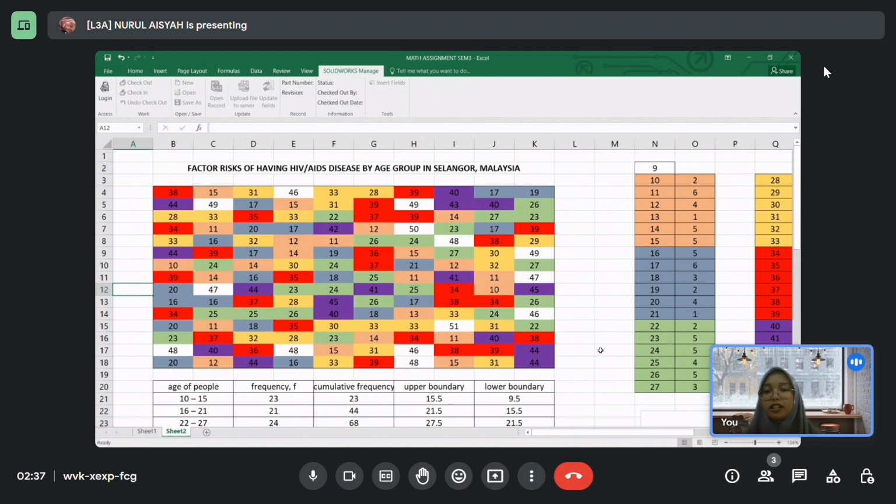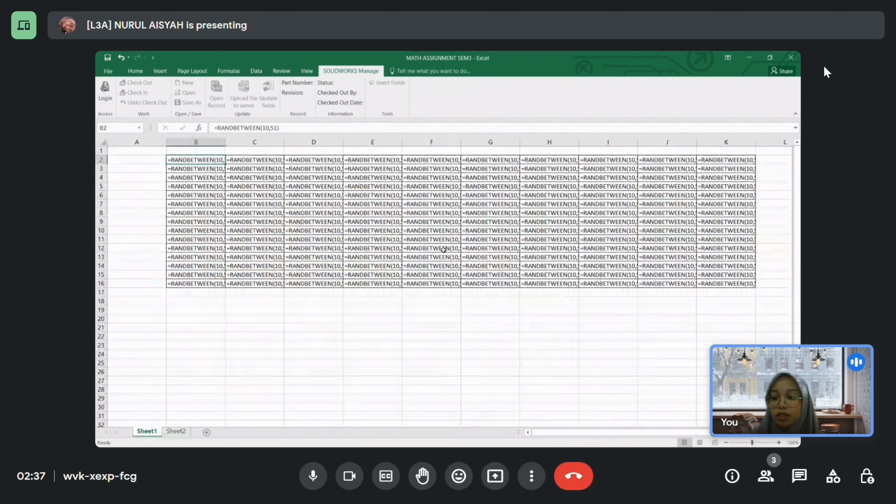I am here today to explain how to do the math assignment SAM3. Before we generate our sample data on Excel, we have to acknowledge the minimum and maximum value of the data. As for our case, we choose 10 as the minimum value and 51 as the maximum value. After that, we choose a cell and write the formula randbetween 10 and 51. Then drag the cursor at the cell corner to fit all the 150 samples of data.